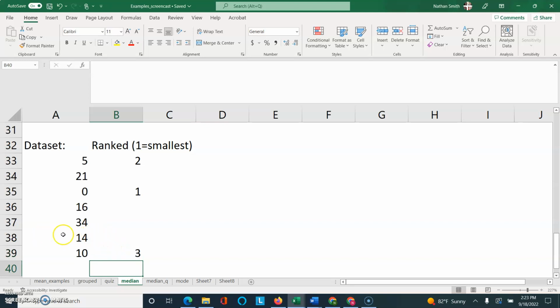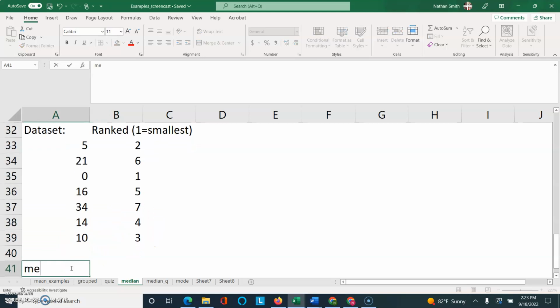Looks like the fourth smallest is the 14. All right, then this would be the fifth, and this would be the sixth, and then my largest value is the 34. Okay, now the beauty of doing it this way is I can clearly see that I have 7 data points. I want the middle value, so out of the 7 data points, the one with the 4 rank is going to be the midpoint.